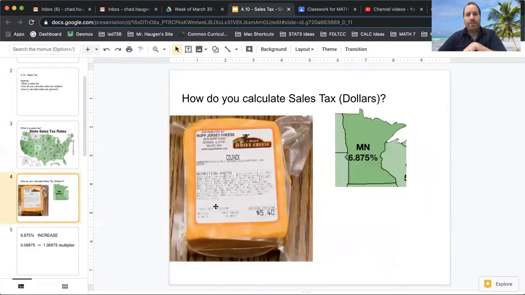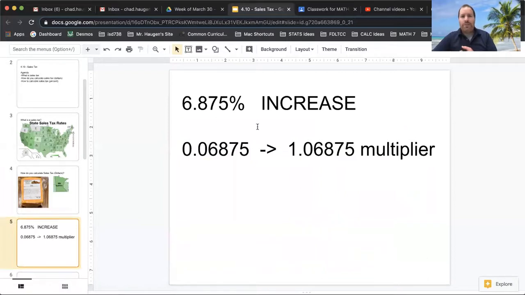So here's a little example, right? Maybe I'm going to go and buy some cheese, because I like cheese. Tastes good, especially if you melt it on some nachos. That's pretty awesome, right? Here we're going to use our Minnesota sales tax of 6.875%, and this cheese costs $5.40. How we would calculate our sales tax is much like we would do any percent increase. We would think about our sales tax as a percent increase. It's going to go up.